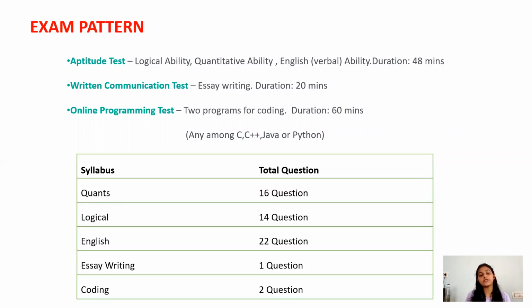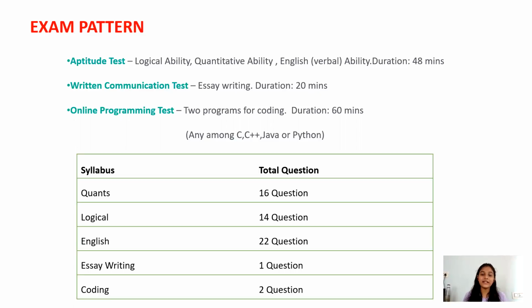The complete duration for this is 48 minutes. In 48 minutes, you will get an equivalent set of questions, like one question you will be getting to handle within 1 minute or a few seconds, maximum 1 minute. Okay, that's it. And next you have the written communication test. In the sense, it will be essay writing. Essay writing you'll be having for 20 minutes.